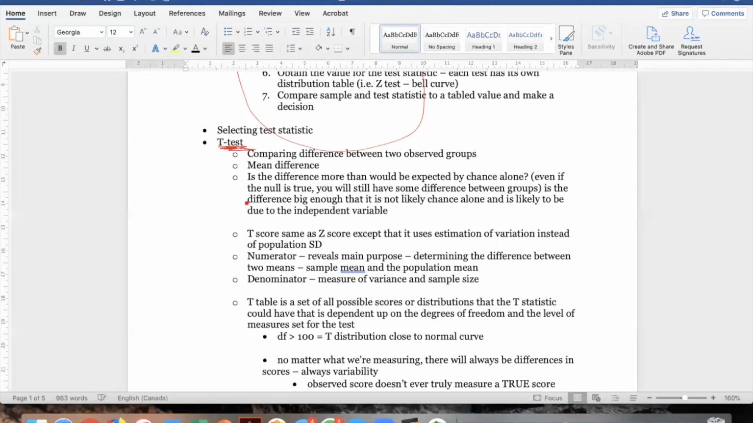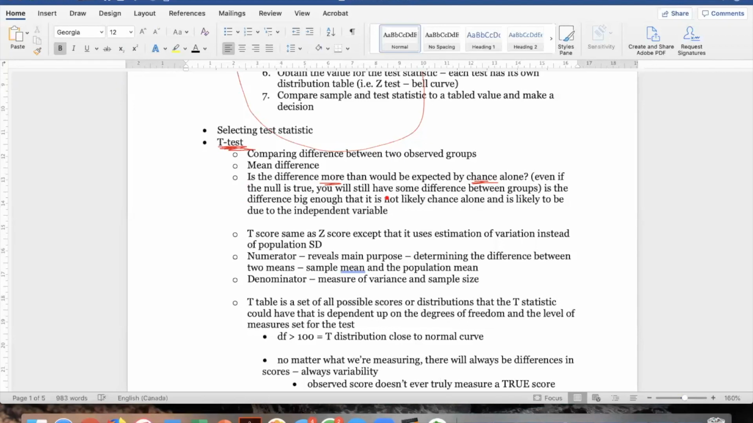A t-test compares the difference between two groups, the mean difference. I know it's just words right now, but it will make sense. Is the difference more than you would expect from chance alone? There's always going to be a difference between groups.